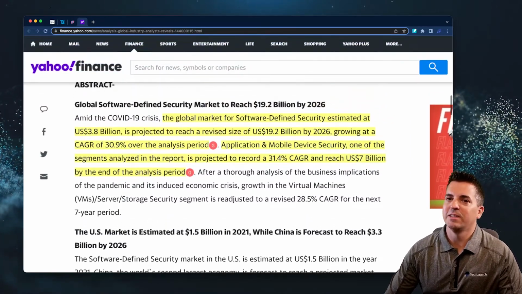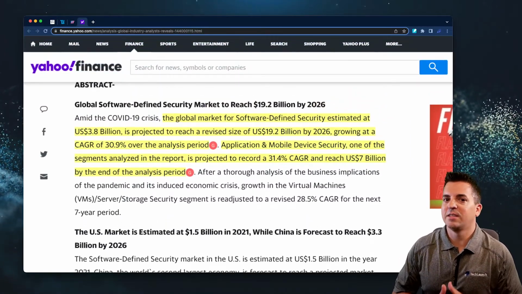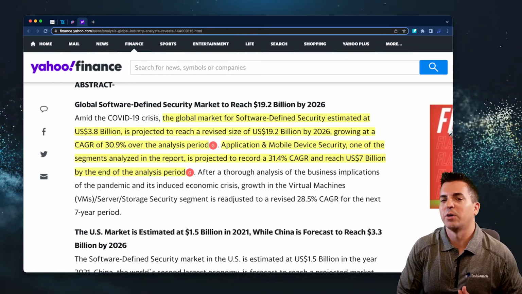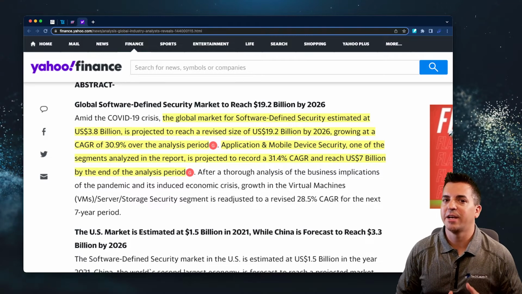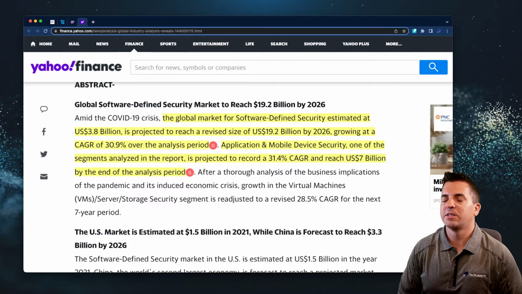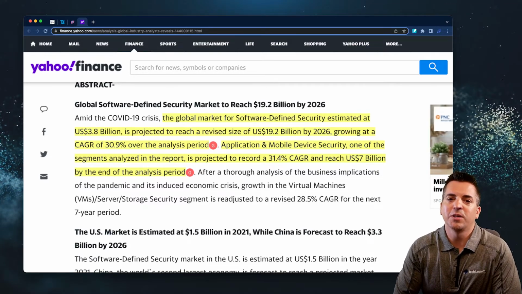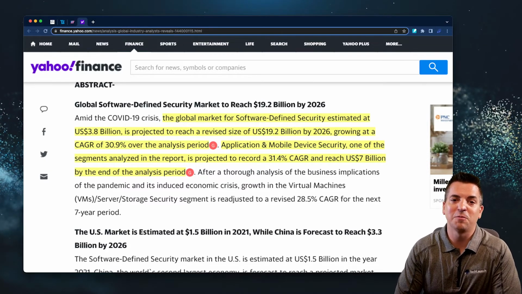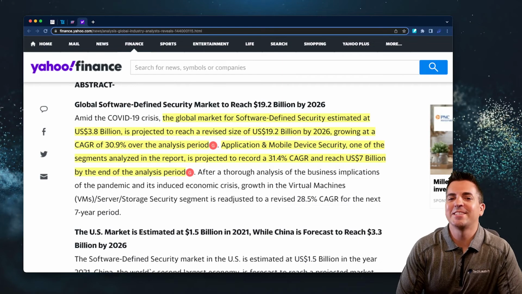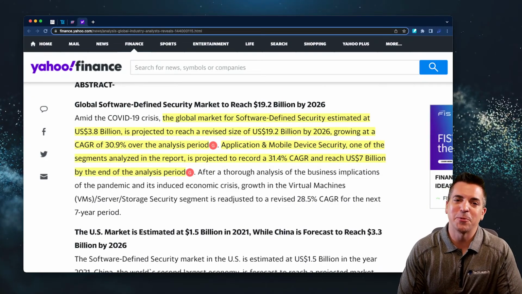But wow, I mean, what a validation of the security space for software in particular. 19.2 billion by 2026. That is a massive growth rate. We believe there is a massive opportunity here. We will continue to keep you apprised, and we hope that you found this particular edition helpful. And we'll look forward to seeing you in the next edition of Software Security and Performance in the News.